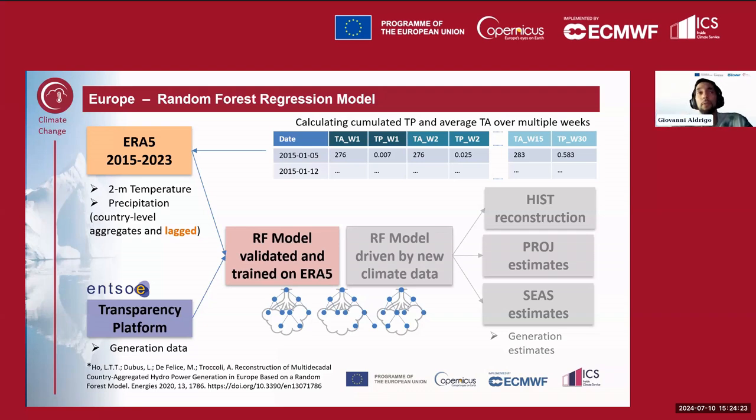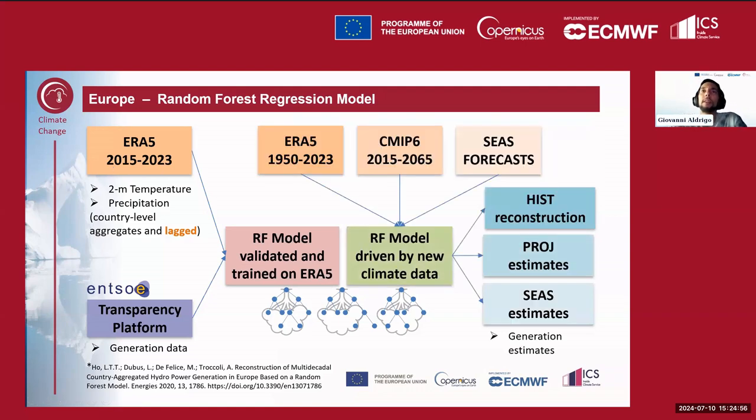And so we're doing the same for temperature, but just averaging instead of accumulating. So the model has several predictors with different lags, as I said, and it learns from them how to predict this generation data. So once the model is validated and trained on the ERA5 dataset over the period which I mentioned before, so 2015 to 2023 mainly, the model can be driven with different datasets.